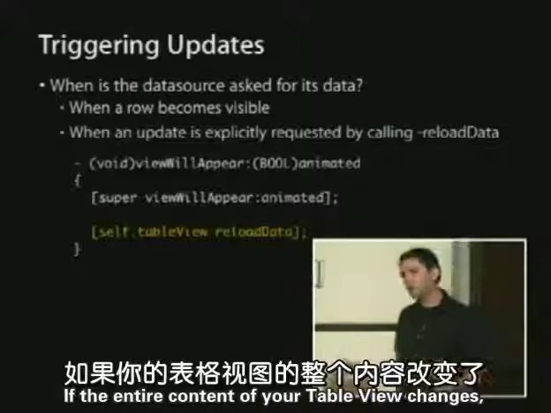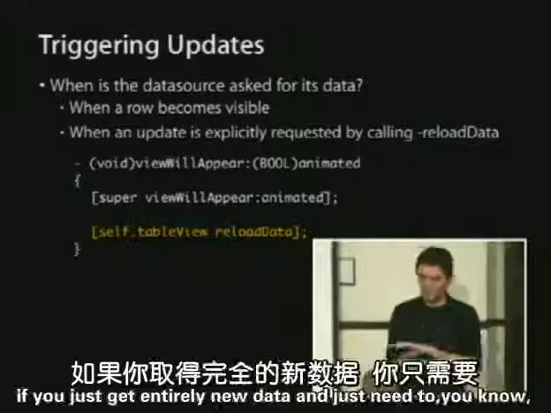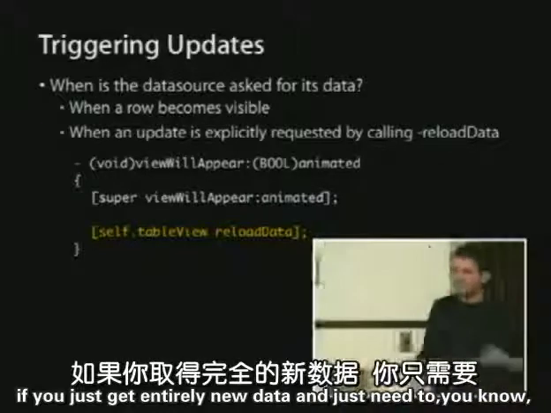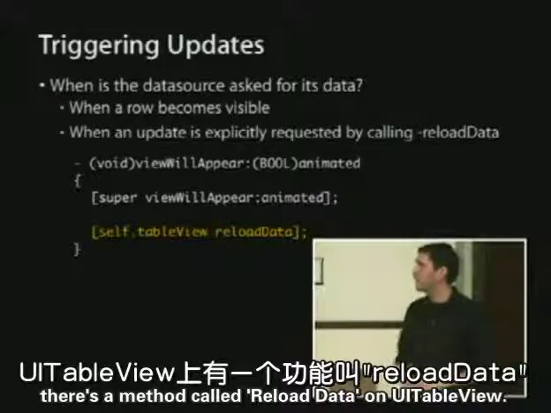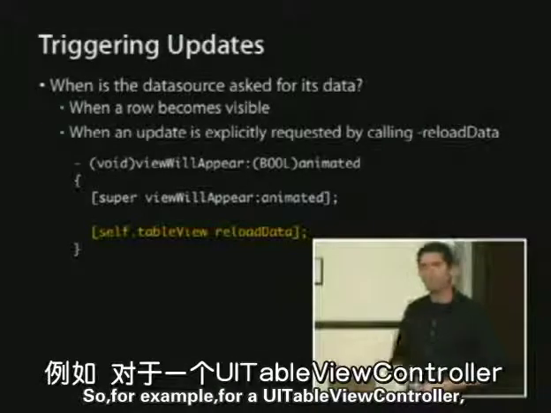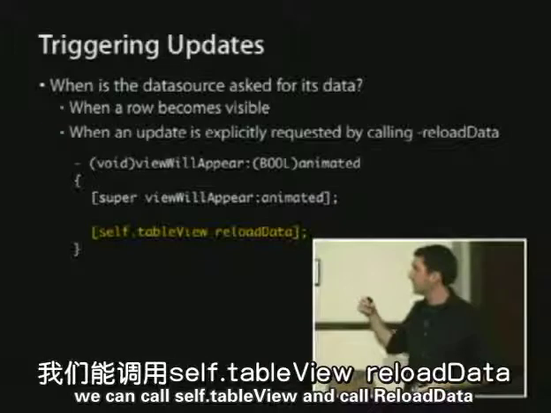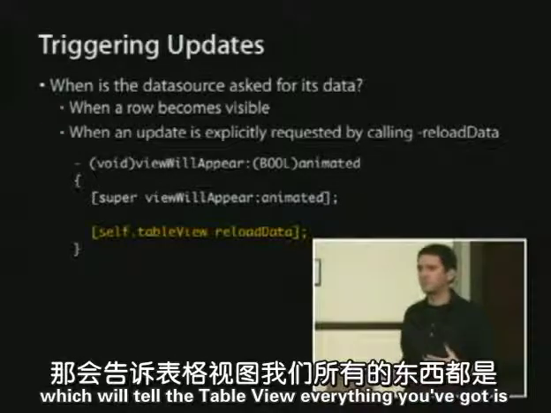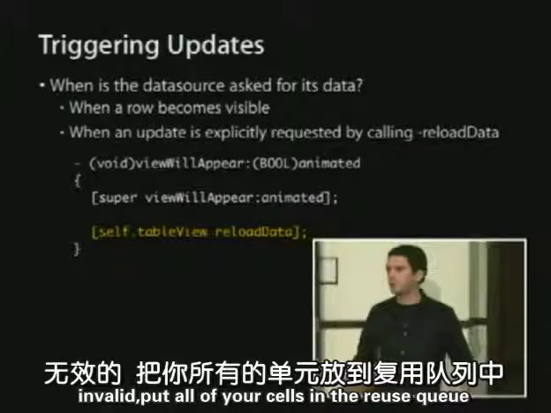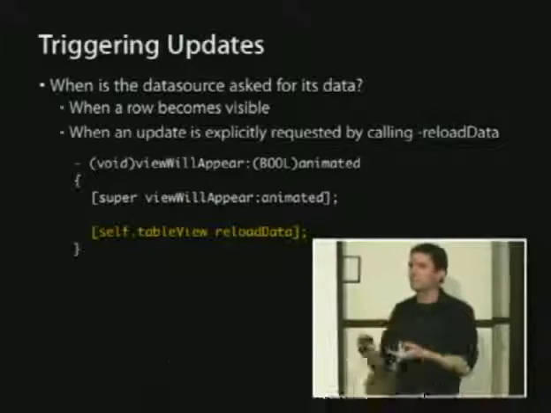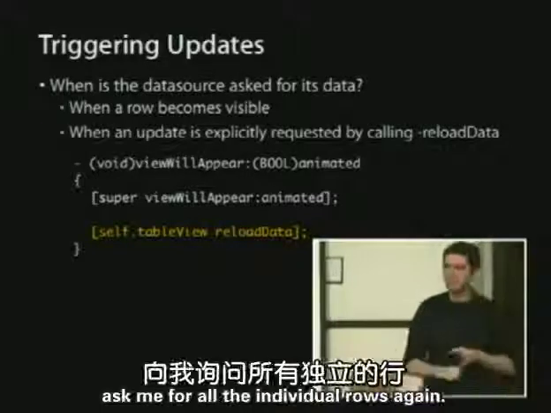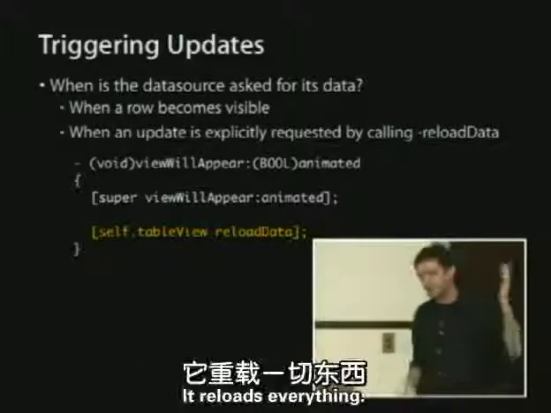If the entire content of your table view changes, if you just get entirely new data and just need to start over, reload everything, there's a method called reloadData on UITableView. So for example, if we're in a UITableViewController, we can call self.tableView reloadData, which will tell the table view everything you've got is invalid, put all of your cells in the reuse queue, and just start over. Ask me how many sections there are, how many rows in each section, ask me for all the individual rows again. It reloads everything.